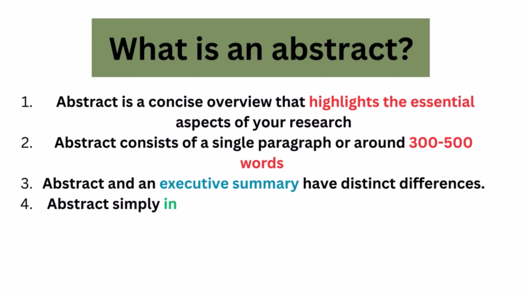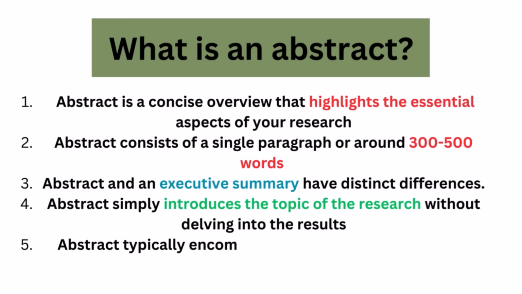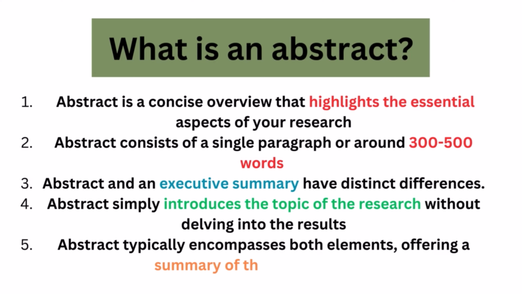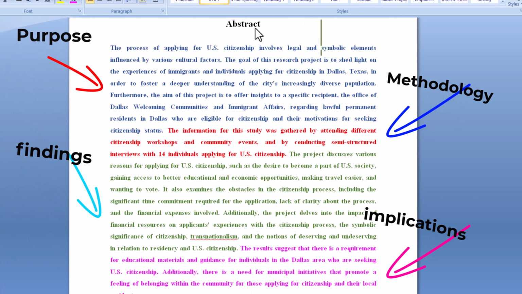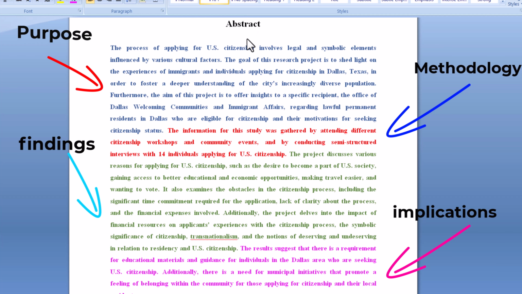When it comes to academic publications, it's important to note that an abstract and an executive summary have distinct differences. Normally, an abstract simply introduces the topic of the research without delving into the results, while an executive summary encompasses both aspects. Nevertheless, in the context of a dissertation or thesis, the abstract typically encompasses both elements, offering a summary of the entire project. A well-written dissertation abstract typically includes the research's purpose and significance, the research methodology, the primary research findings, and the implications of these findings.